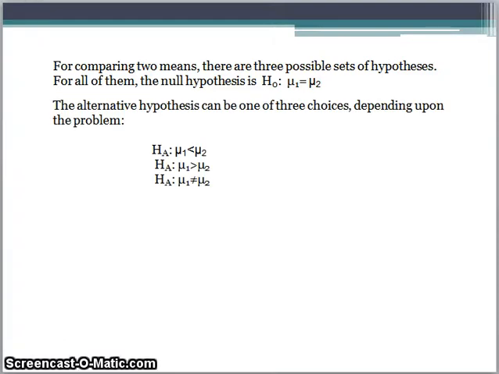The alternative hypothesis is either going to be mu1 less than mu2, mu1 greater than mu2, or mu1 not equal to mu2. And just like before, the not equal to is called the two-tailed scenario, and that's important because it comes up on SPSS. And then these other two are one-tailed tests.